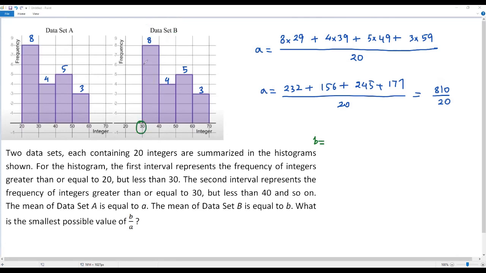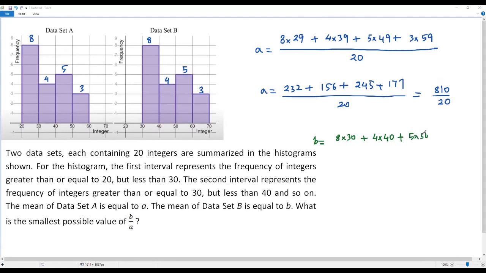Now, to get the sum of the first 8 integers, we have to multiply this number 8 by the smallest possible value 30. Then we get 8 times 30. So this gives the sum of the first 8 integers. Now, to get the sum of next 4 integers, we have to multiply this 4 by the smallest possible value in this interval, that is 40. 4 times 40. Now to get the sum of next 5 integers, we have to multiply this 5 and the smallest possible value in this interval, that is 50.